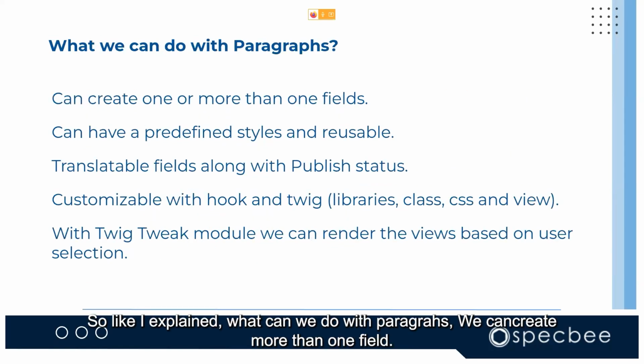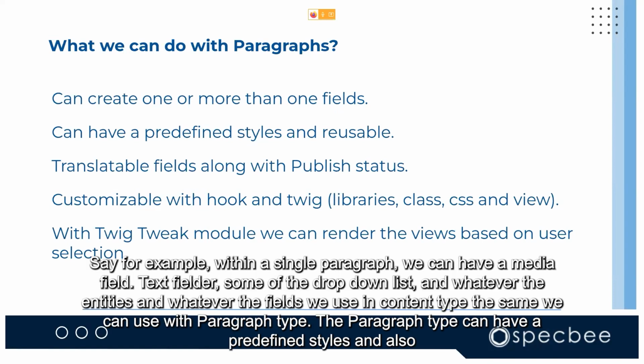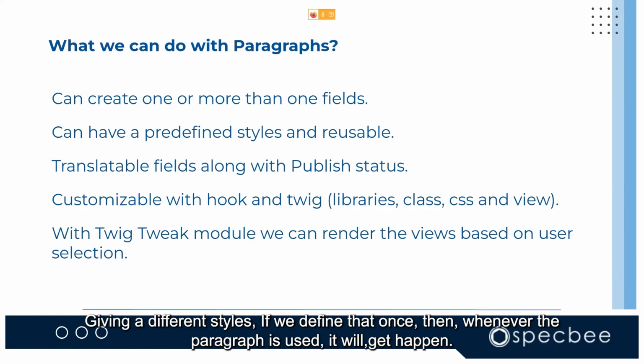Like I explained, what can we do with paragraphs? We can create more than one field. For example, within a single paragraph type we can have a media field, a text field, a drop down list, whatever fields we can use with content types, we can do the same with a single paragraph type. A single paragraph can also have predefined styles.